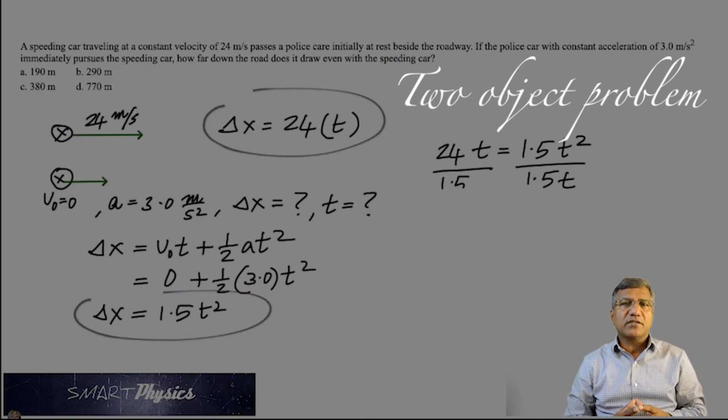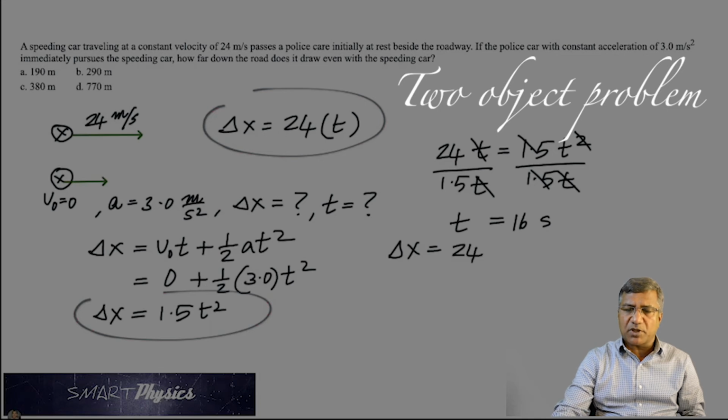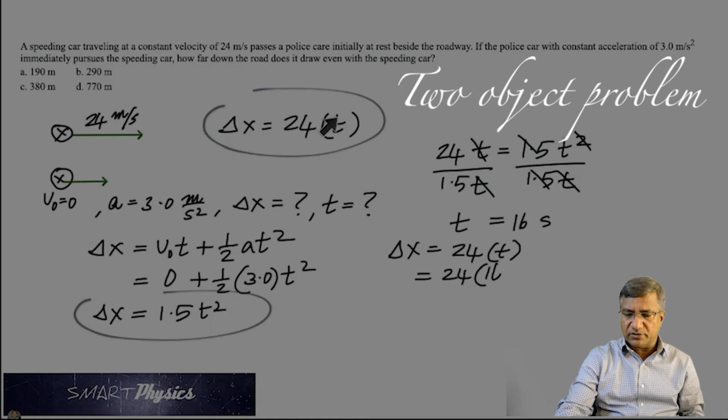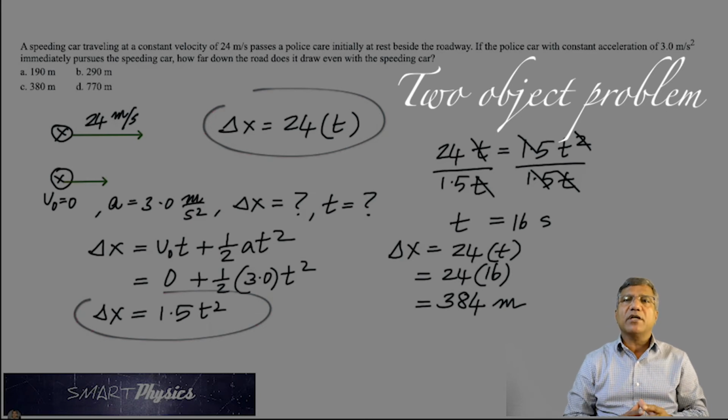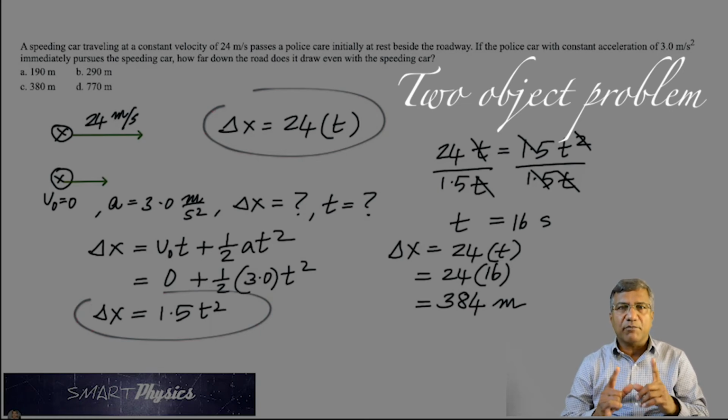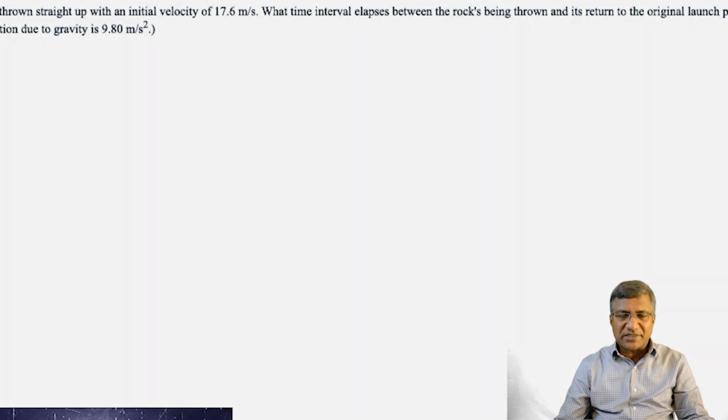So now we got to find the time. Divide both sides by 1.5 t. And then you get the time as 16 seconds. Once you get the time, you just plug in the value of time into any one of the equations, or maybe into this because it's easier. So delta x is 24 times 16, which gives 384 meters. So the police car gets even with the speeding car after a time of 16 seconds and after a displacement of 384 meters. And here is the last question.